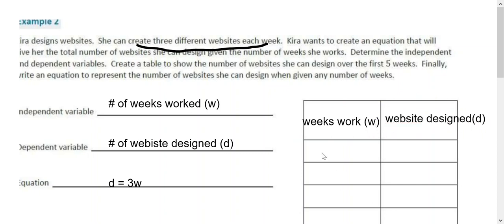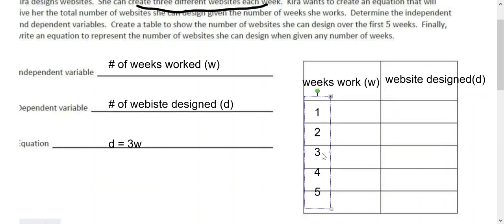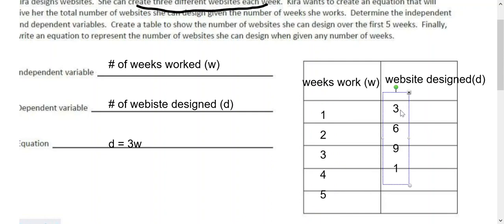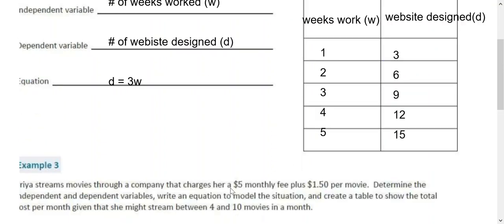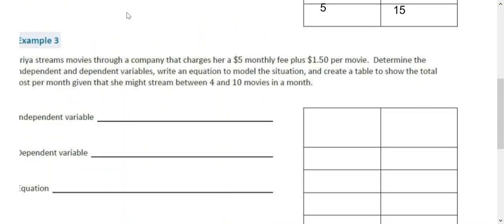Okay, so let's see if she works 1 week, 2, 3, and you can choose any number of weeks you want. I'm just choosing 1 through 5. It's fine if you choose a different one. And then that would be 3 per week, so 3, 6, 9, 12, and 15. And there we go.